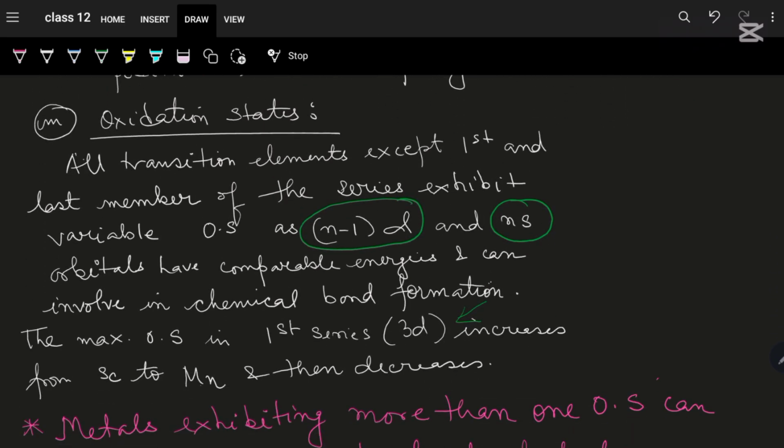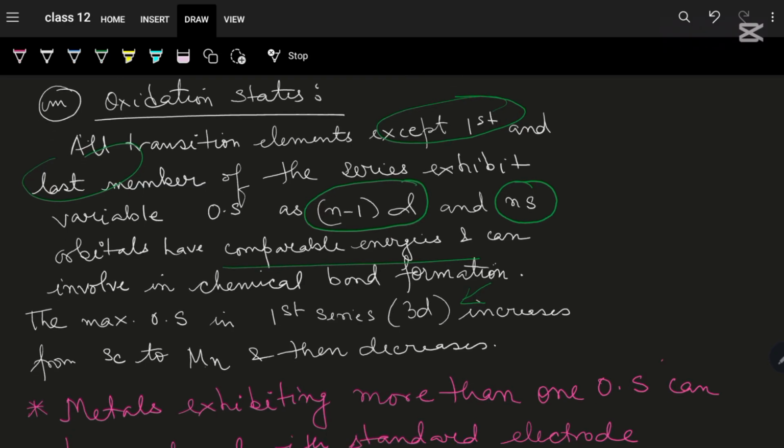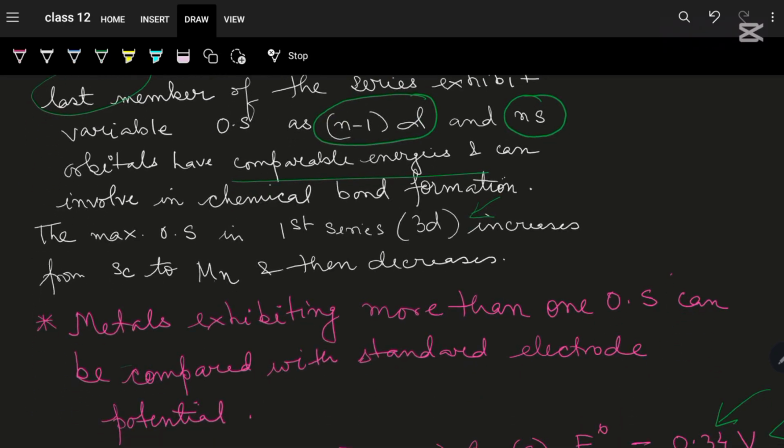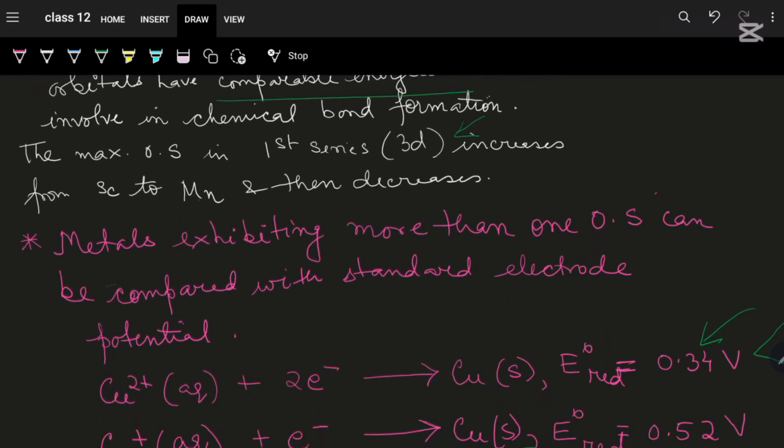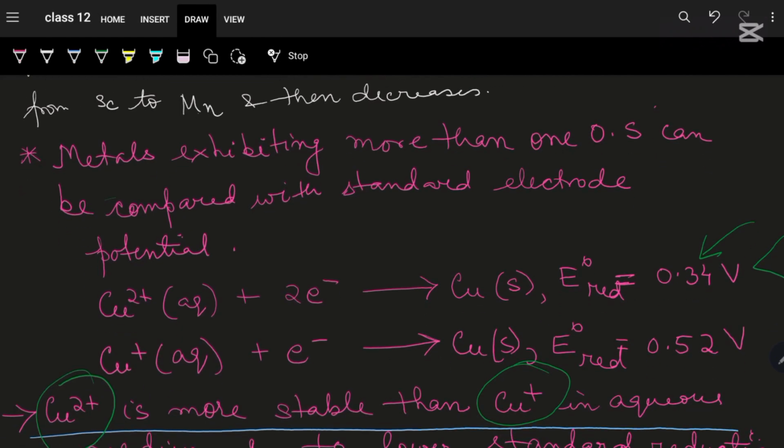Oxidation state. All transition elements except the first and the last one of the series exhibit variable oxidation states. Why? Because the (n-1)d and the ns orbitals have comparable energy, and so both the electrons of (n-1)d and ns are involved in chemical bond formation. So the maximum oxidation state in the first series, that is the 3d series, increases from scandium to manganese and then finally decreases.